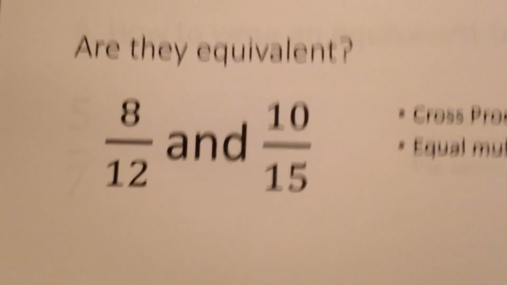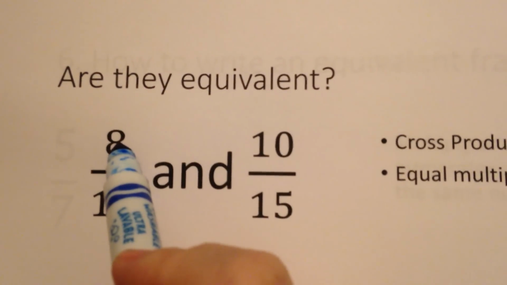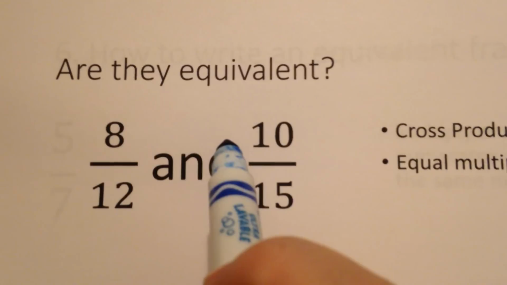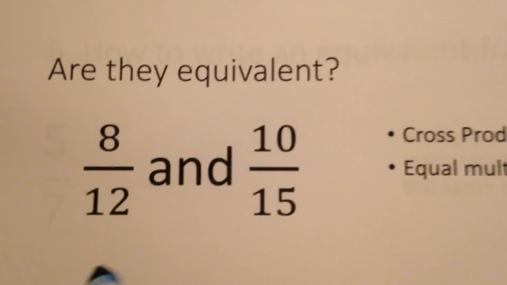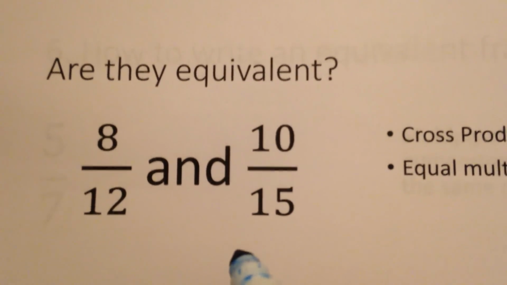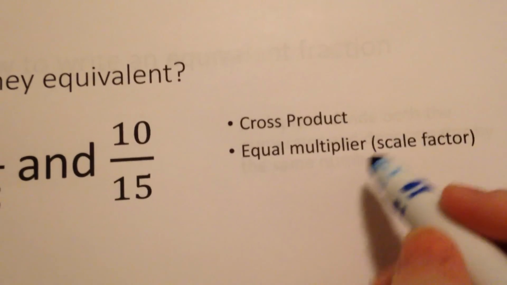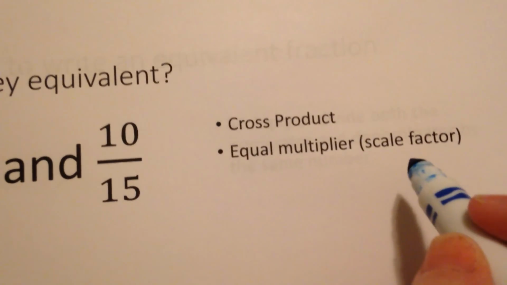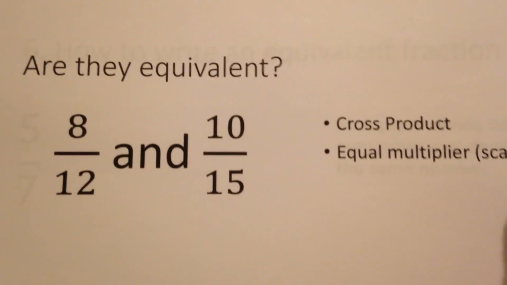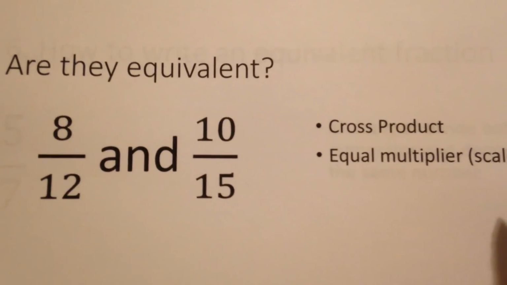Okay, and the last one here for number 5, are these equivalent? You say, well, 8 times what is 10? And 12 times what is 15? We don't see a whole number. So the equal multiplier here, the scale factor, is really hard to see. There is one, but it's not a whole number, so it makes it really difficult here.